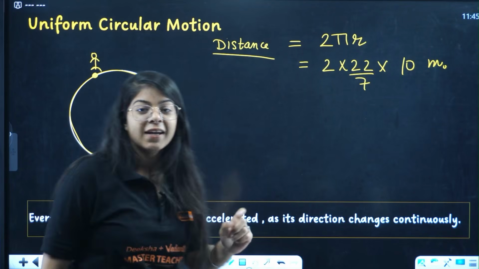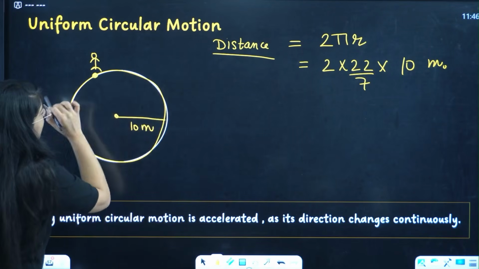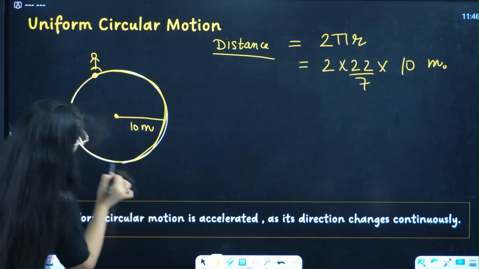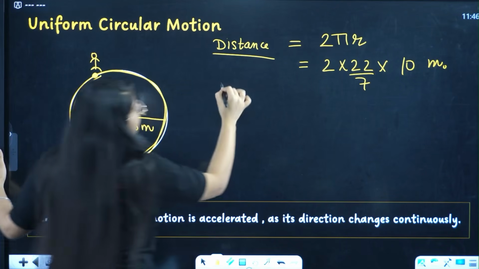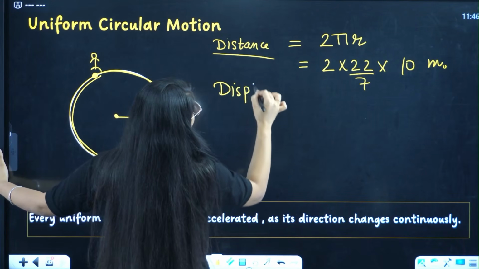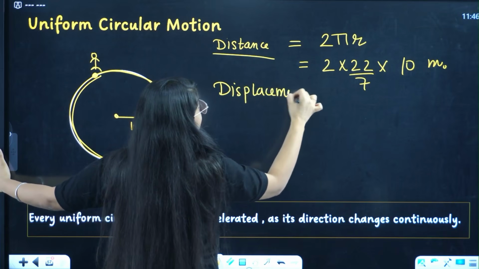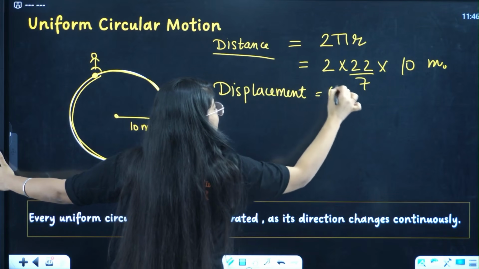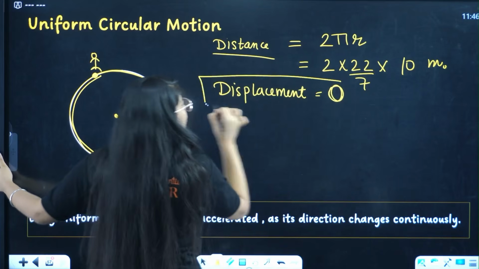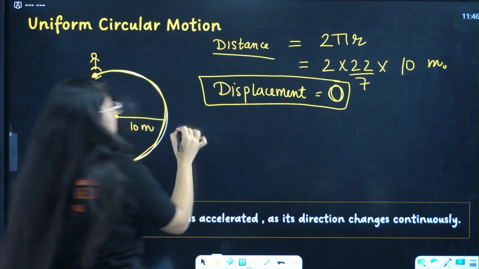But there is one more thing. If I start from here, cover the whole path and come back here, the displacement will be what, my friend? I came back to the same point where I started, so displacement will be 0. Understood? Let's take another case.